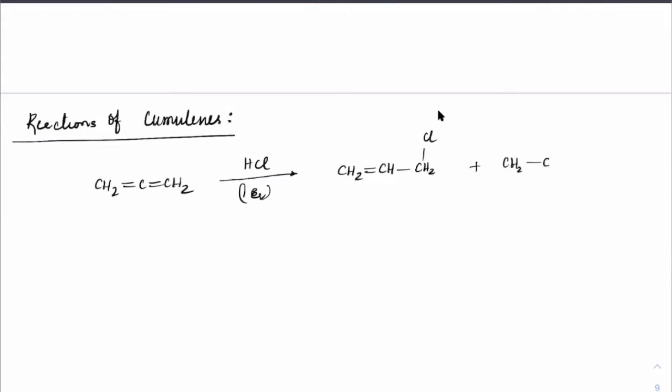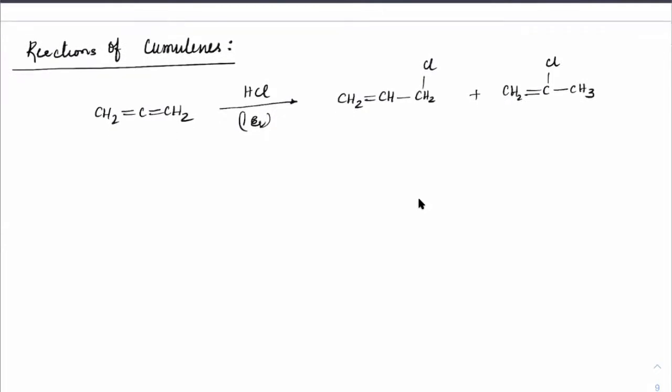Now let's see how the reaction happens. Reactions of cumulenes, which means if you have simultaneous, consecutive double bonds. And here I'm choosing one equivalent of HCl to be added. What do we expect? We can expect two products. One is CH2 double bond CH with CH2Cl. This is one which we expect, or CH2 CCl double bond with CH3. These are the two products which you can expect.